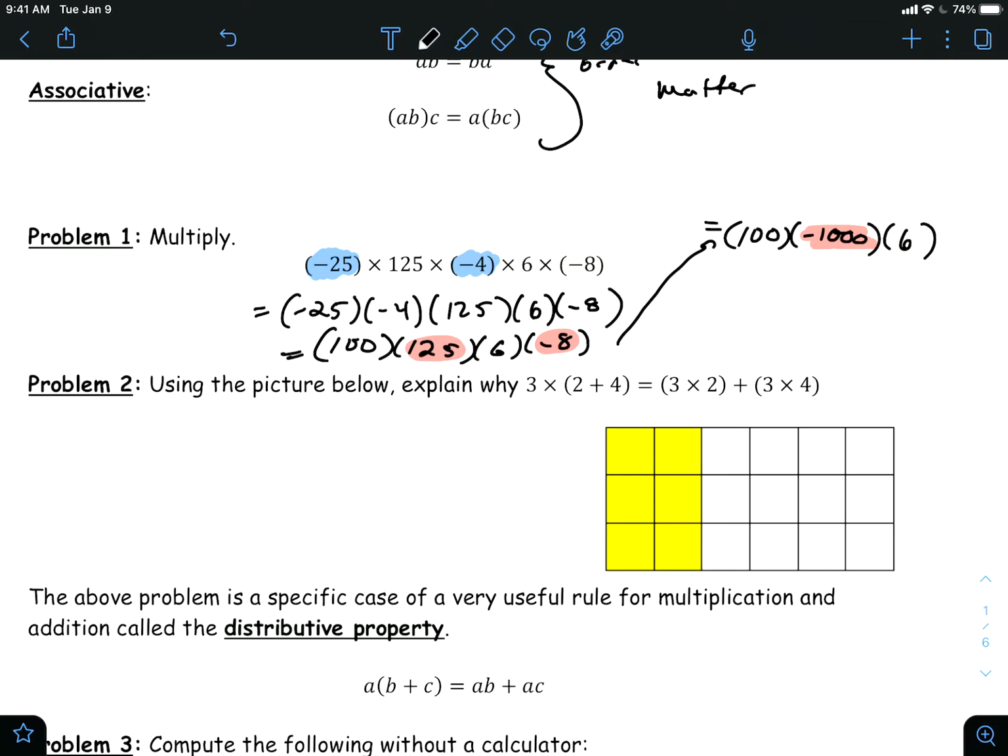What would you like to do next? I don't really think it matters too much, but you can multiply the 6 by 100 or the 6 by 1,000, whatever you want, or the negative 1,000, right? So let's go 100 times negative 6,000. Okay? Does anybody know why we like these kind of base 10 numbers when we're multiplying?